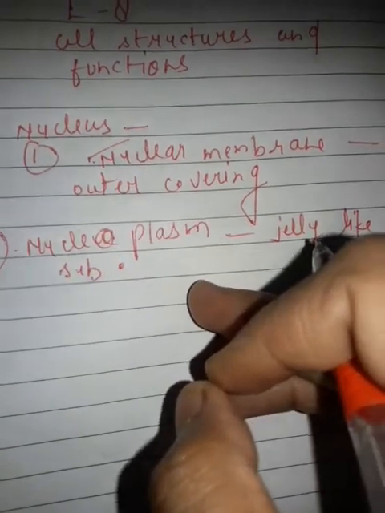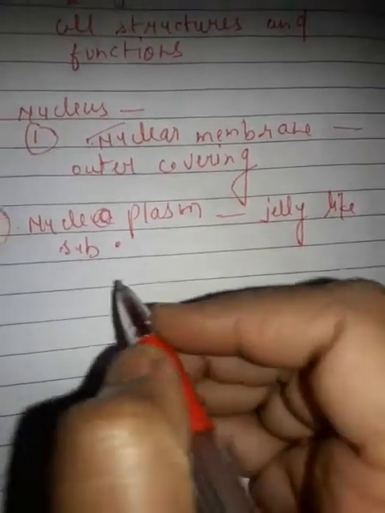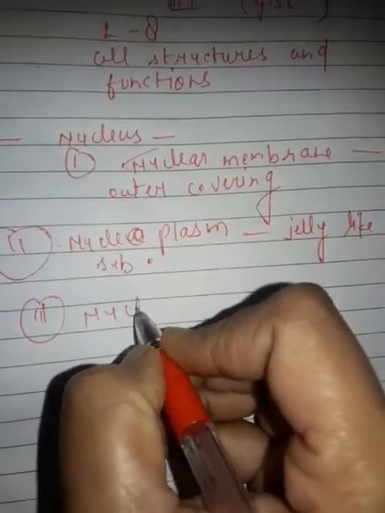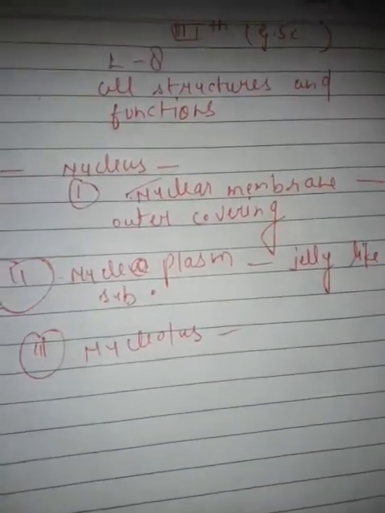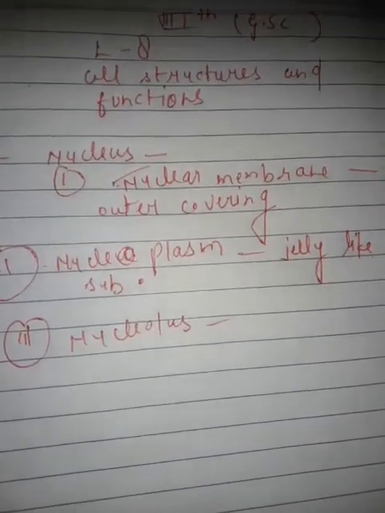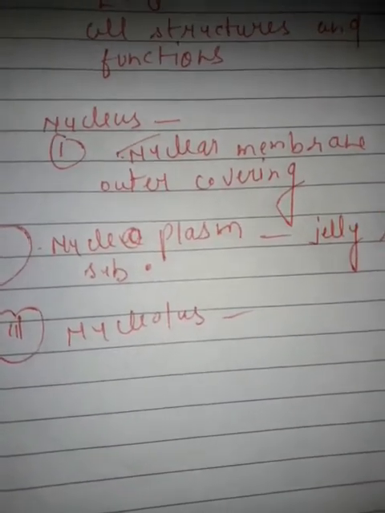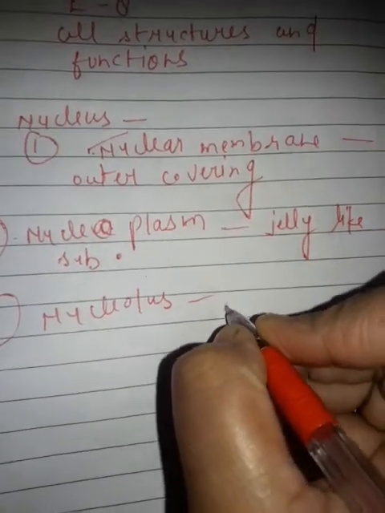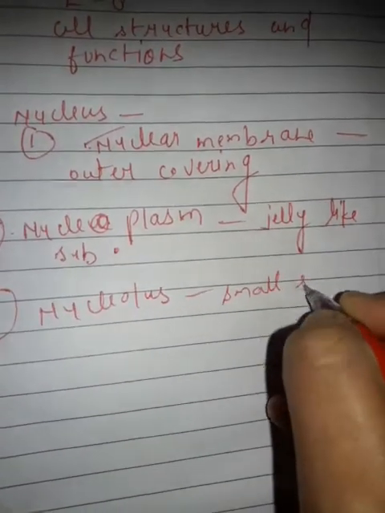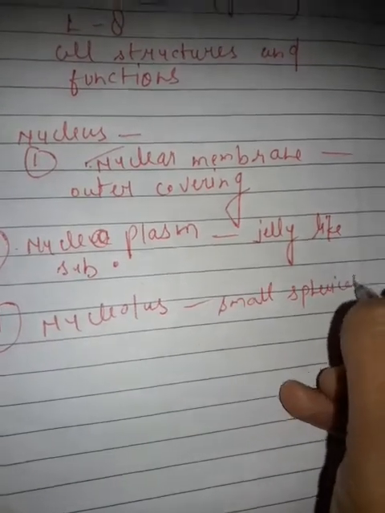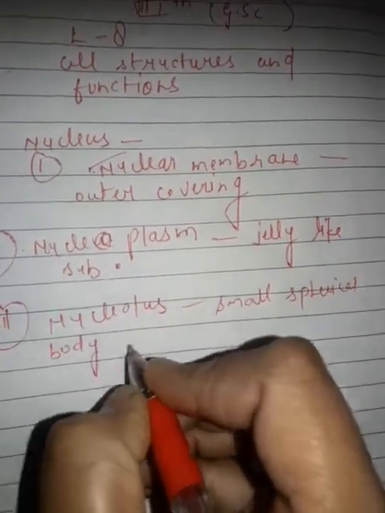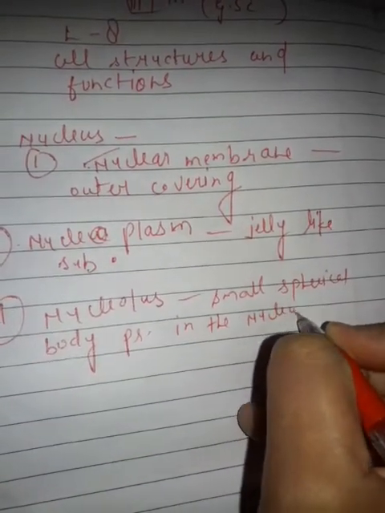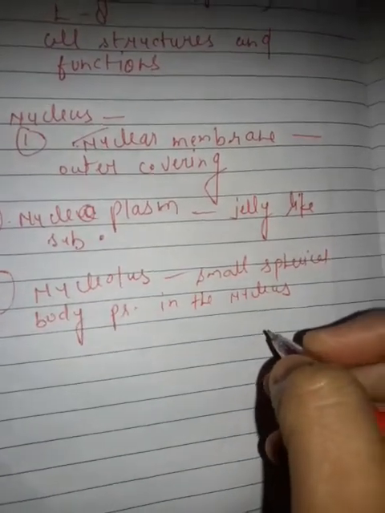Third one is the nucleolus. Nucleolus is a small spherical body present in the nucleus.